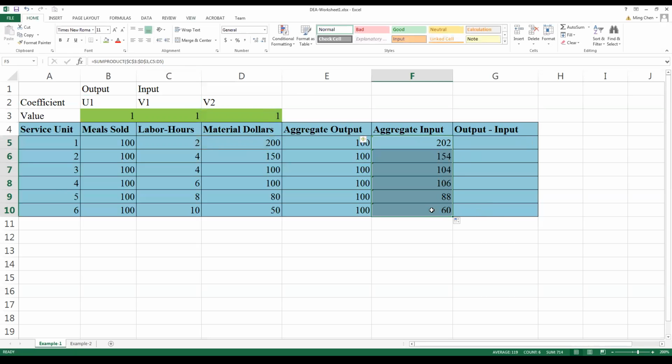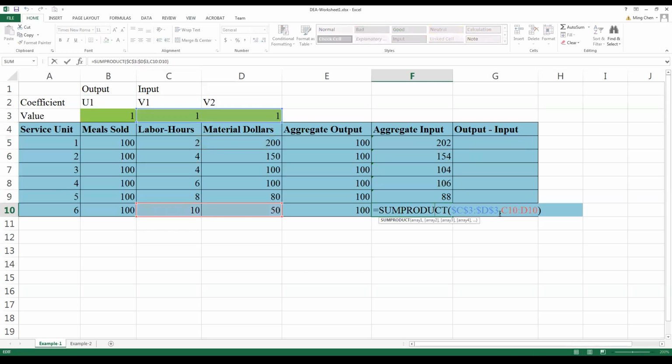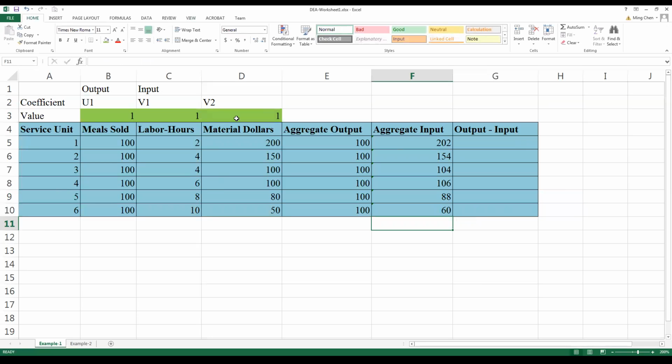Okay. So for example, if you look at the last one, service unit 10, the way I did it is I do a sum product with C3, D3, and then C10, D10, because I locked it. So that gave us a weighted average. Okay. Now I have the weighted average for the output. I have the weighted average for the input. So basically, I only have one output and I only have one input. That makes comparison easy.